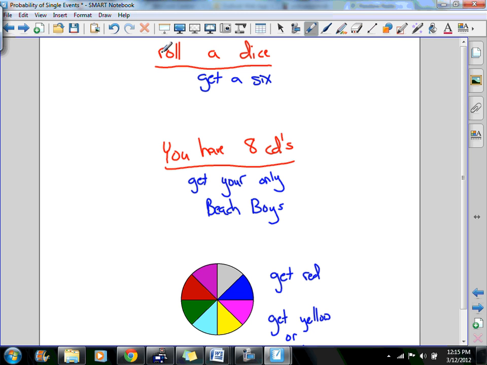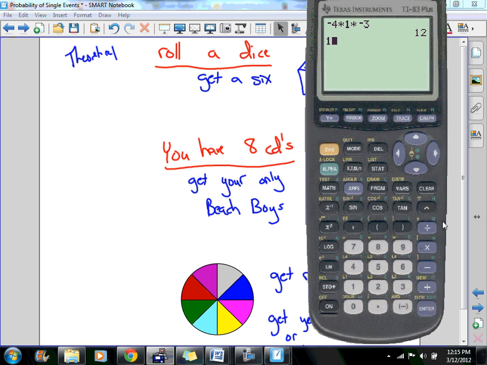The first one, we're rolling a dice and we want to get a 6. What's the probability, in theoretical, that this would actually happen? Well, first of all, if you have a 6-sided dice, that means of all of these sides, only one of them has a 6 on it. So I'd put that 1 on the top. And the total number of options are 6. So it's 1 out of 6 probability. If I wanted to turn that into a percent, that would be about 17%.